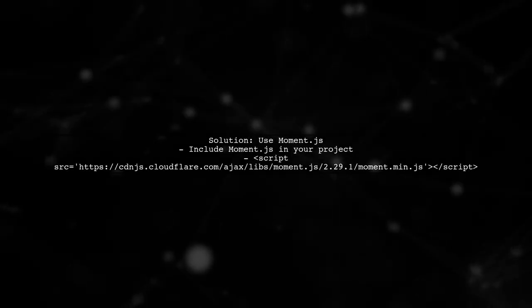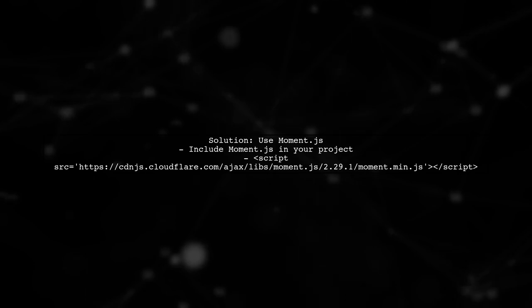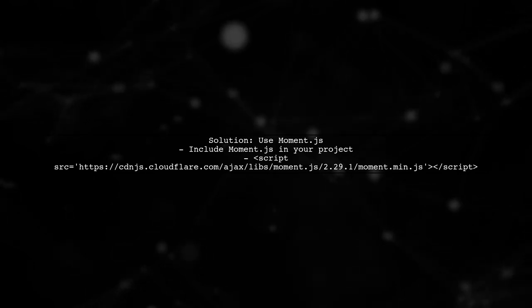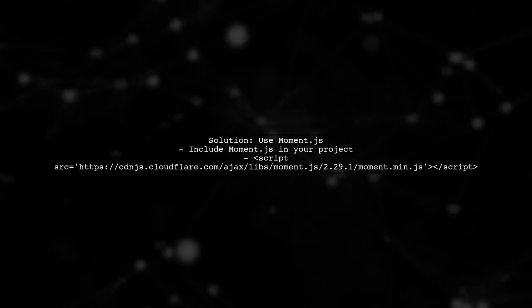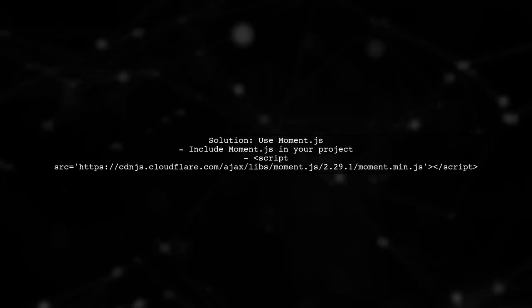To work around this limitation, you can use a library like Moment.js, which provides robust date parsing capabilities across all browsers, including IE 11. First, let's include Moment.js in your project. Next, instead of using date.parse, you can use Moment.js to parse your date strings. Here's how you can modify your code to use Moment.js for parsing the time strings.